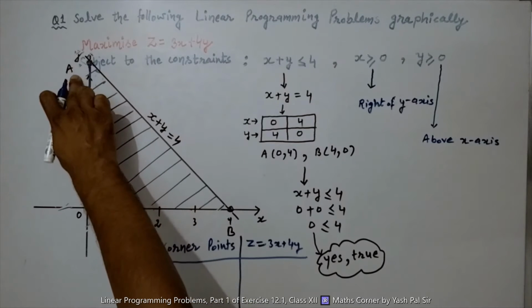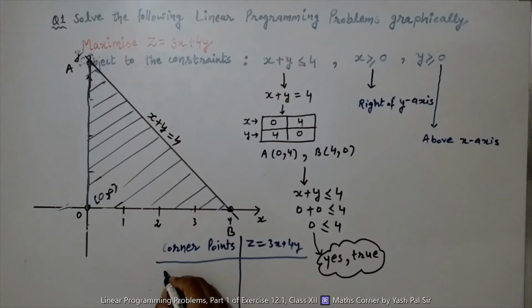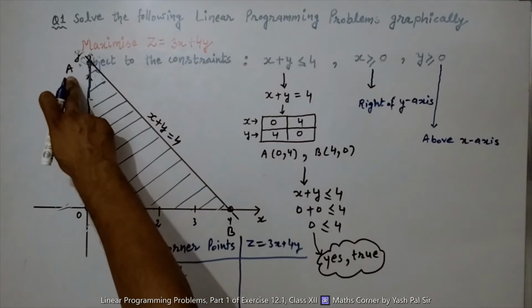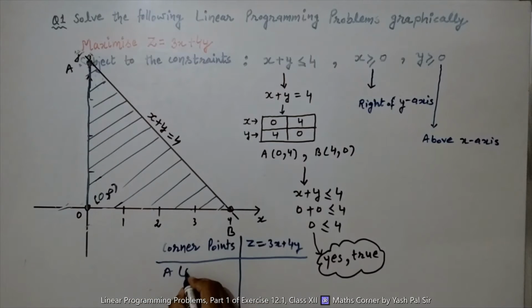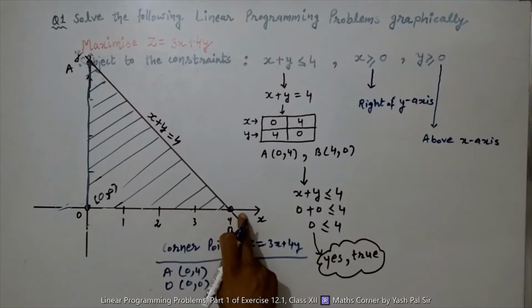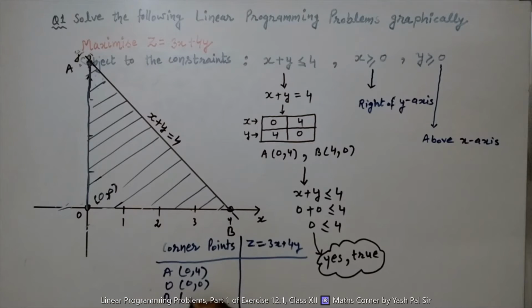In this shaded portion, the very first corner is A. What were the coordinates of point A? 0 comma 4. Second was 0, 0. Third one is point B, 4 comma 0. Right. Now we substitute these values in the objective function.